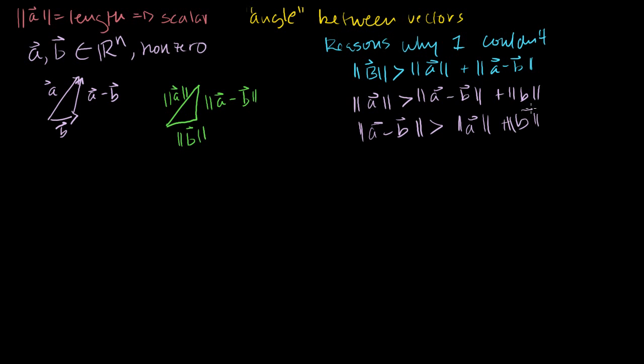So I need to show that for any non-zero real vectors that are members of Rn, none of these can ever happen. I need to prove that none of those can happen. So what does the triangle inequality tell us?